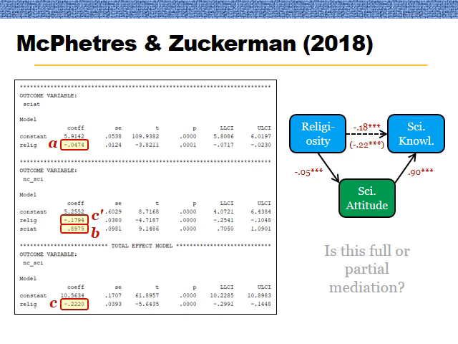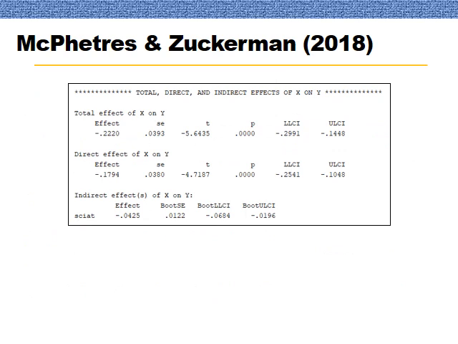We could use the coefficients on this slide to calculate the indirect effect here. Remember that the indirect effect is always equal to A times B. So in this case, the indirect effect would be equal to negative 0.05 times positive 0.9. However, if we scroll down our output, we'll see that process also calculates the indirect effect for us.